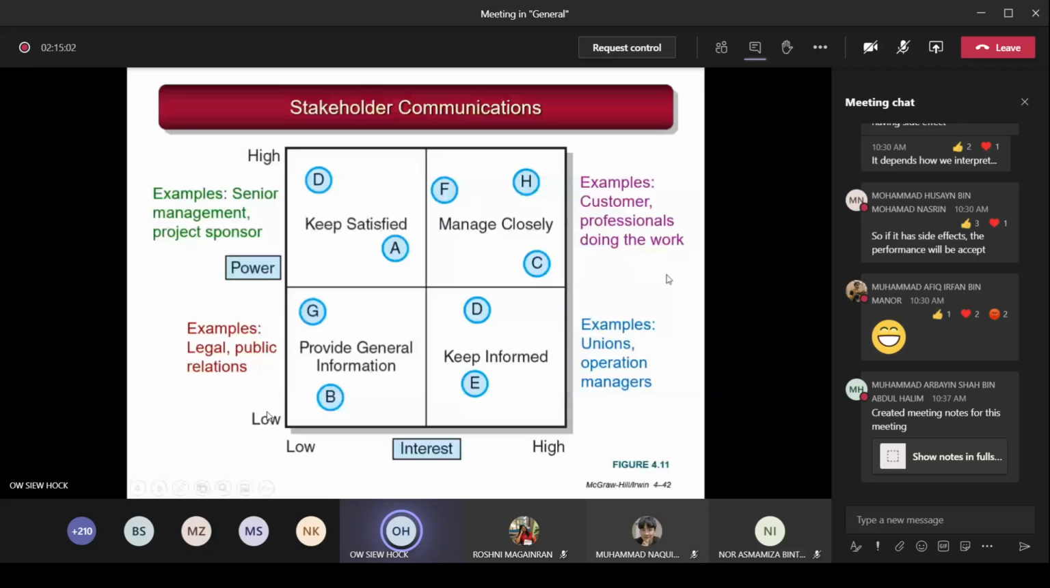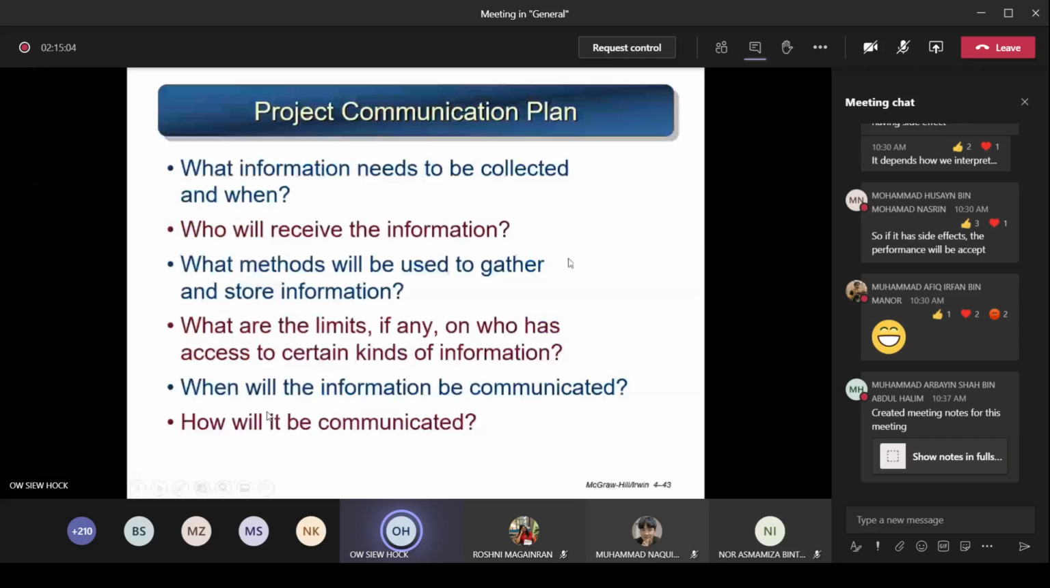So next, in your project communication plan, what are the things that you need to do? You must know what information needs to be collected and when. What kind of info they want to know and when I should tell them. Who will receive the information? Which type of stakeholder? Just now I mentioned the 4 categories, the 4 quadrants. What methods will be used to gather and store information? How do I collect the data, and from where? Just like how you collect the respondent data, your online survey, right? What are the limits, if any, on who has access to certain kinds of information? That means if I give you the info, you only need to know a certain extent. Other things you no need to know.